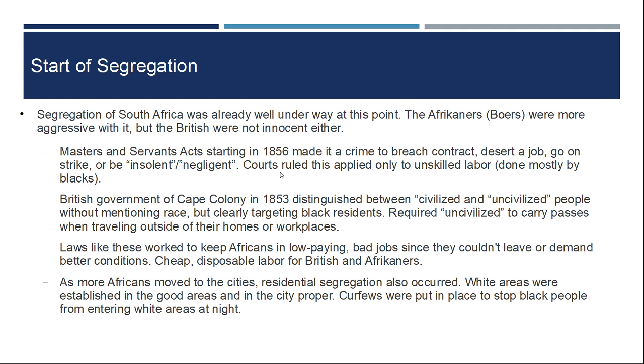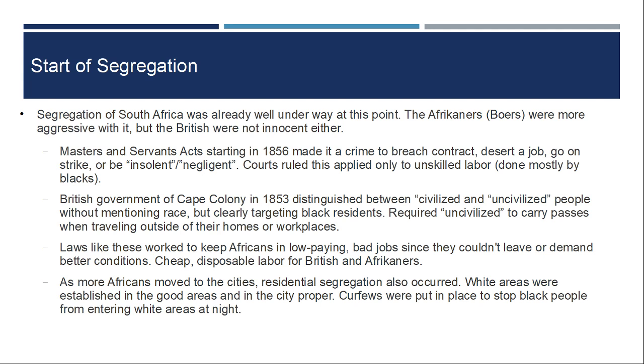The British government of the Cape Colony then, in 1853, so even before 56, distinguished between civilized and uncivilized people. That's the exact terms they used. They didn't clearly mention race when they did this, but it was also equally clear that they were targeting black residents by the way they categorized uncivilized and civilized. The uncivilized qualities basically exclusively applied to black residents, especially of cities.